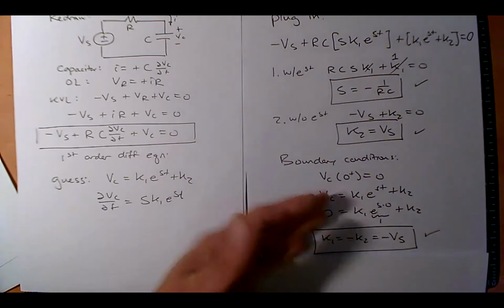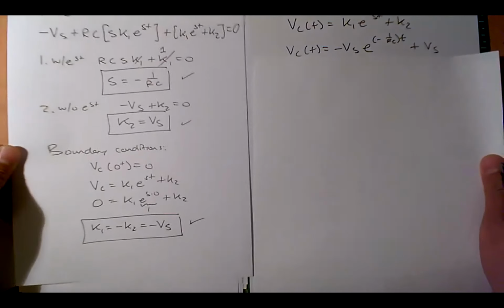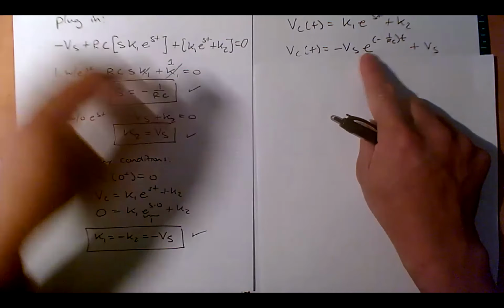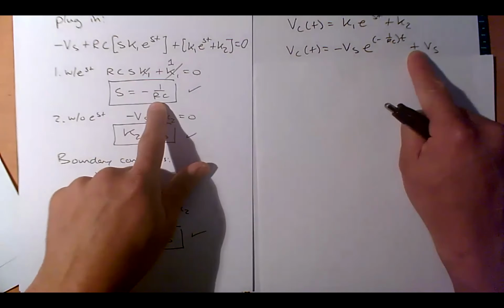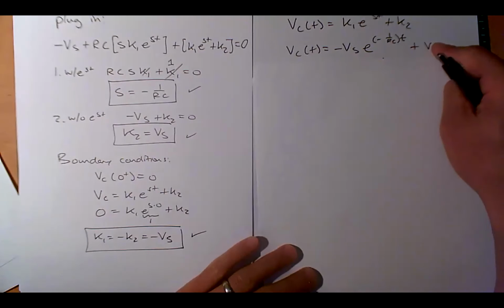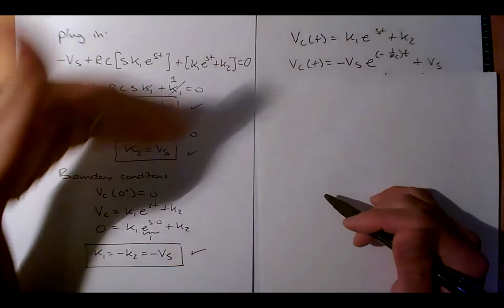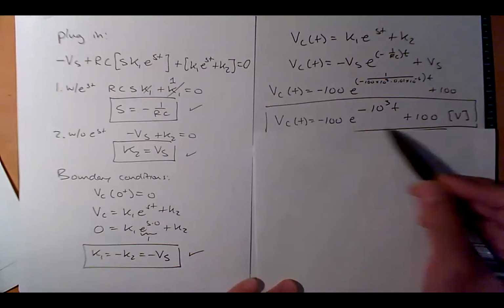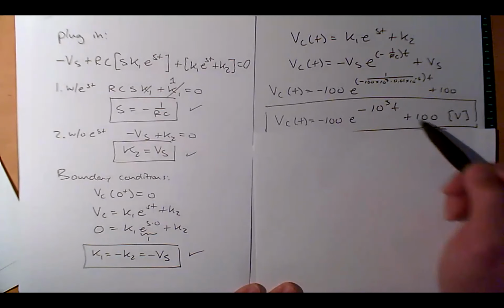Nice. I have my answer. Vc is equal to negative Vs, because of this K1 here, okay? Times e to the s t, which is minus 1 over RC, plus K2, which is just positive Vs. And you might look at that and not quite have the intuition yet for what this looks like, but it better look like that rising voltage plot, okay? We can plug in all the numbers, but what we end up getting is this: negative 100 e to the minus 10 to the 3 t plus 100.